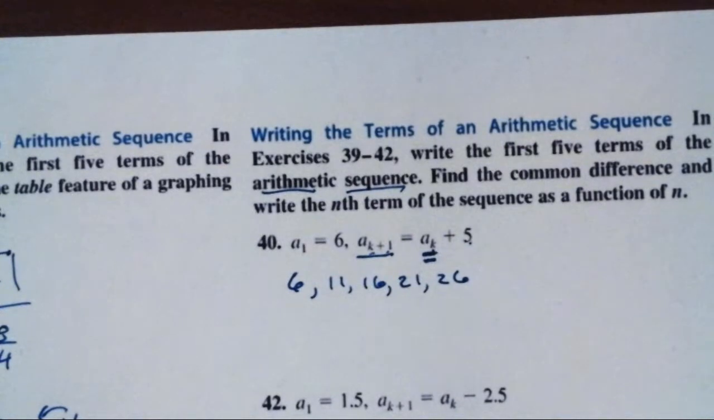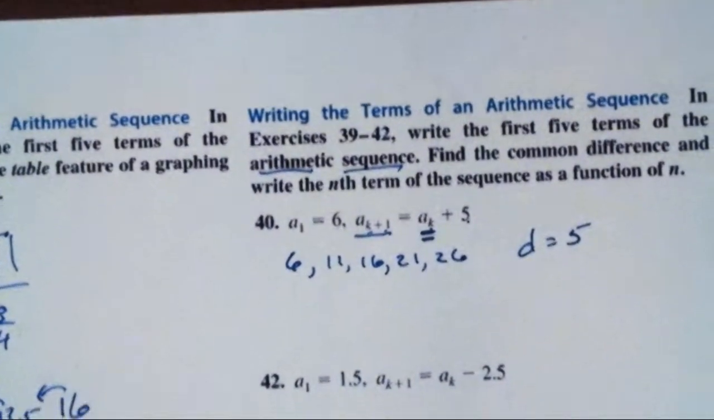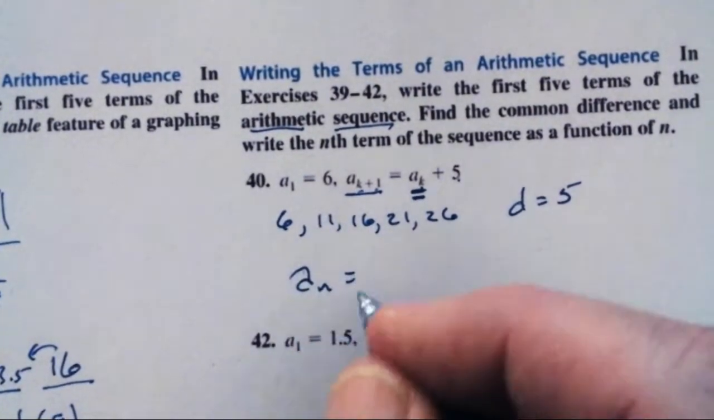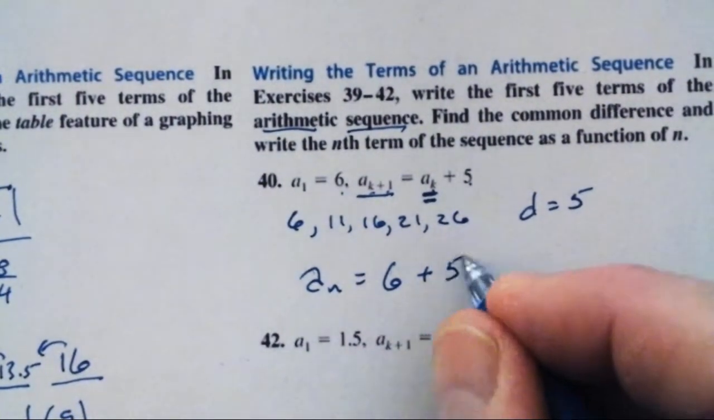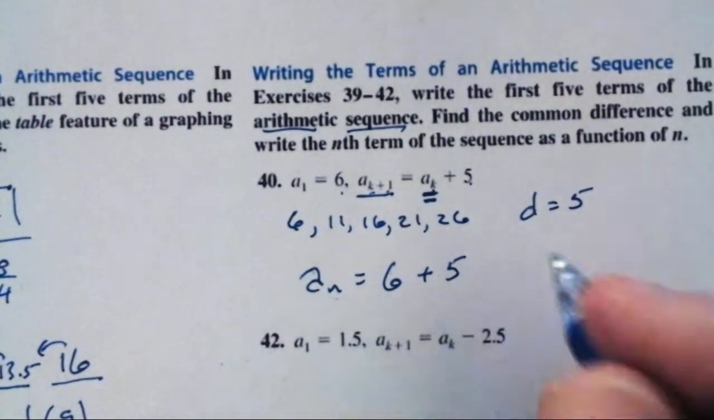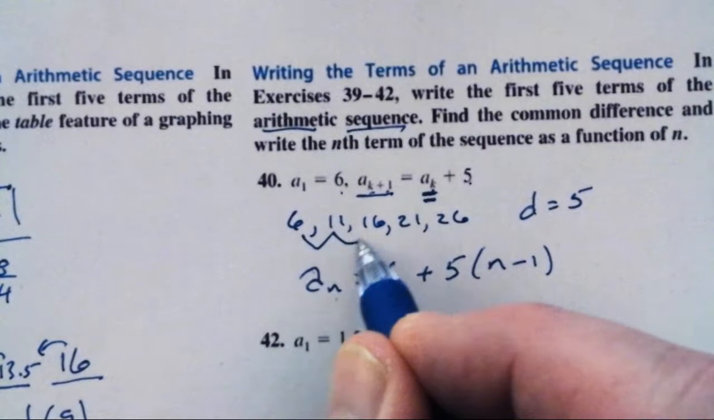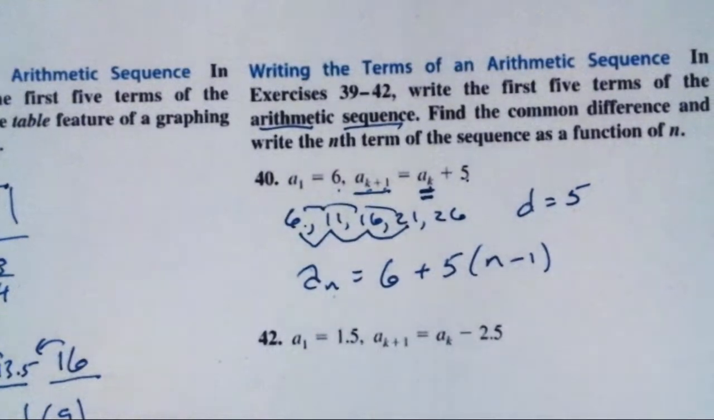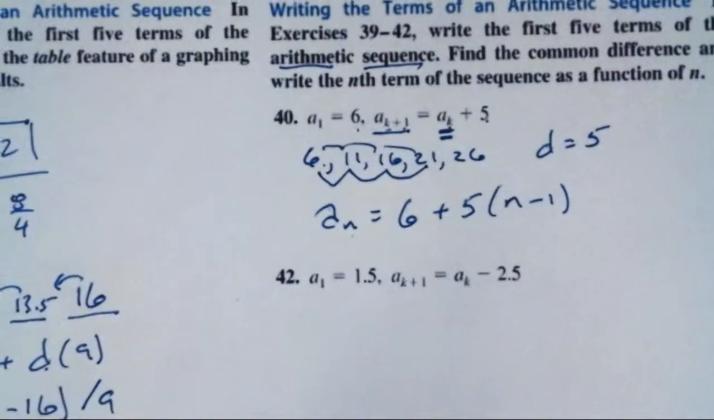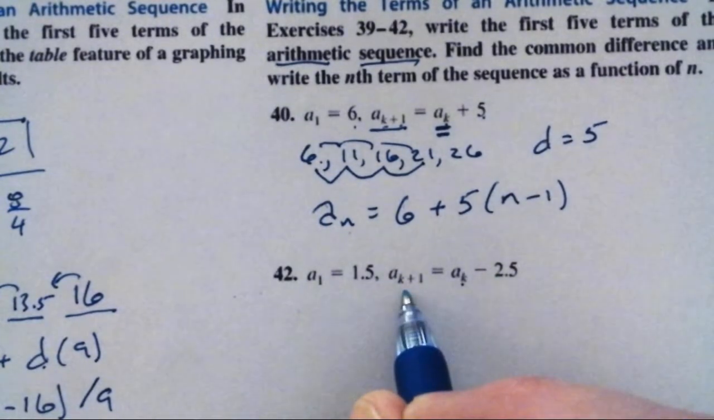Find the common difference and write the nth term of the sequence. So our common difference is positive 5. Well, of course, I'm adding 5 to each term to get the next term. So the nth term equals, we've got to start somewhere, starting at 6, continually adding 5 to each term. How many steps to get to the nth term? N minus 1. How many times do I have to add 5 to get to the 4th term here? 1, 2, 3 times, 3 steps. It's n minus 1.